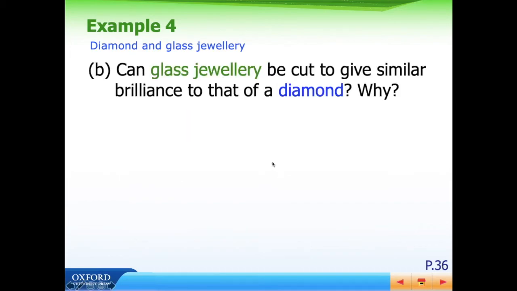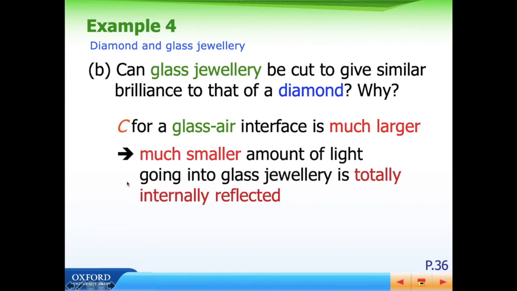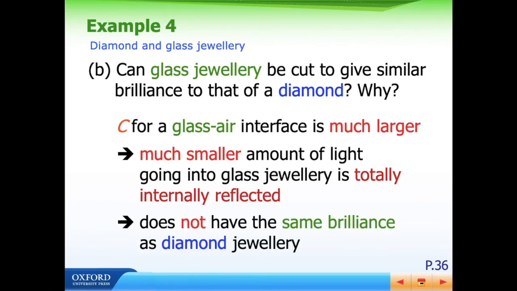Question letter B. Can glass jewelry be cut to give similar brilliance to that of a diamond? Why? The critical angle for a glass-air interface is much larger. Therefore, a much smaller amount of light going into glass jewelry is totally internally reflected. As a consequence, it does not have the same brilliance as diamond jewelry.